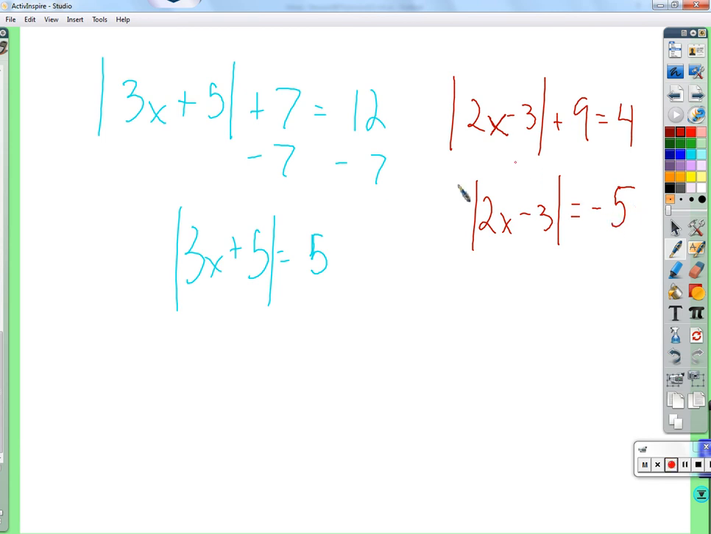So what do we say about this equation? It's impossible, or in math terms, there's no solution. It's not possible to take the absolute value and get a negative value, so we don't even bother. We just say there's no solution to this equation.